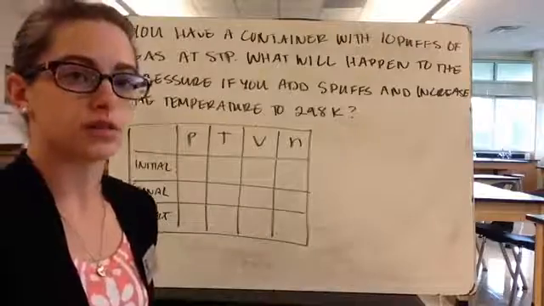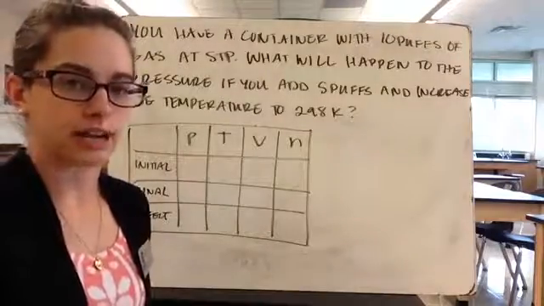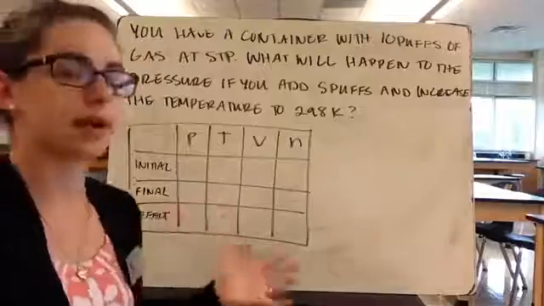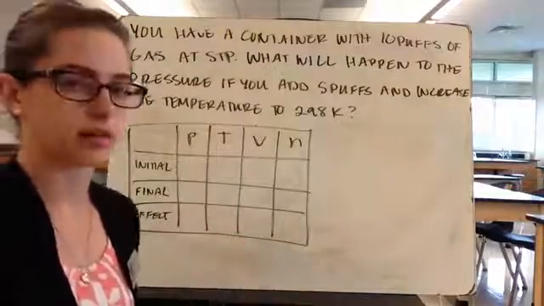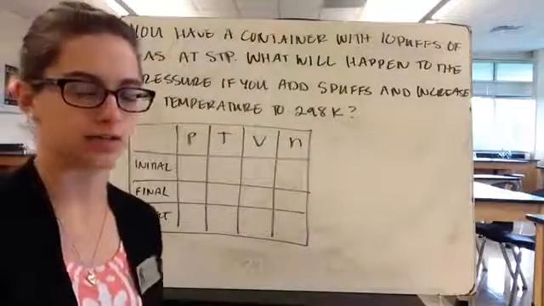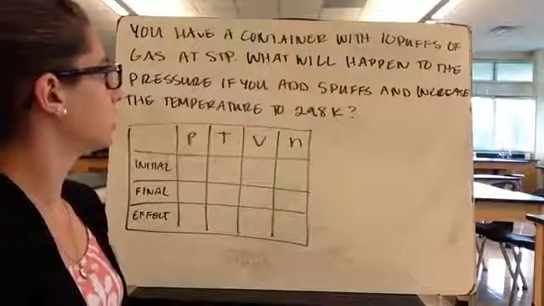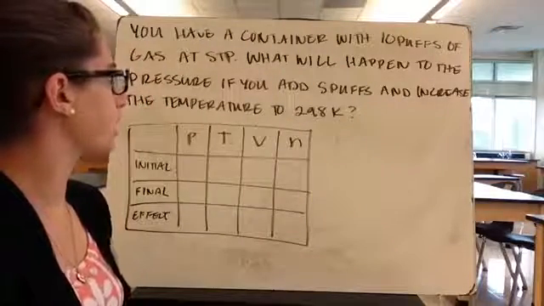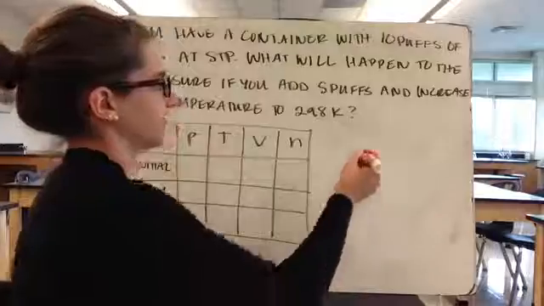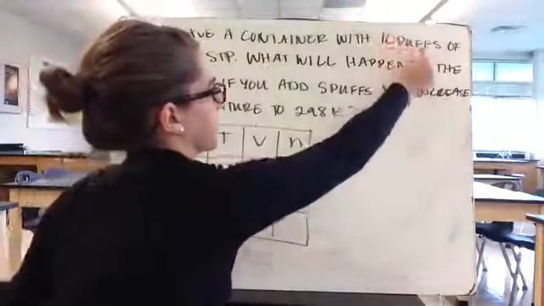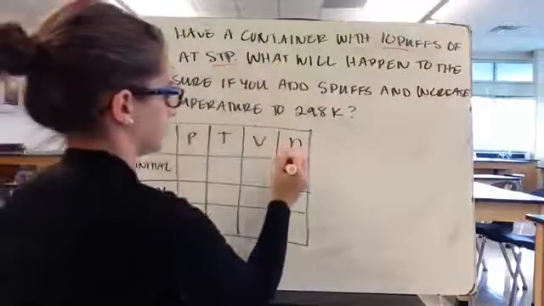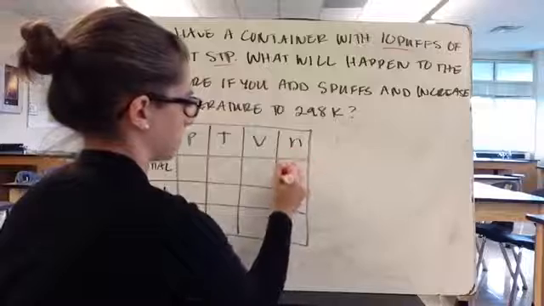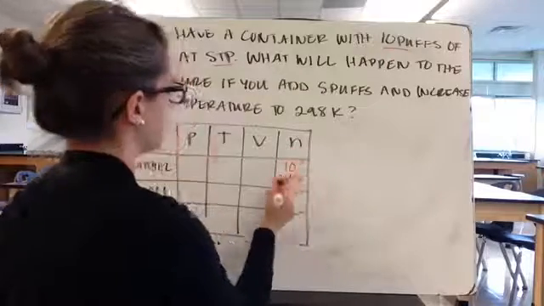So the first thing you need to do is read the question and identify what information you have, because you won't always have information for all of the columns. Some things will still be held constant even if you're changing two variables. So you have a container with 10 puffs of gas at STP. Okay, so let's start with what we have. So we have 10 puffs at STP. So 10 is our number of particles.